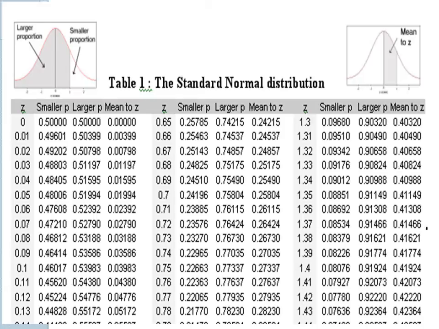This is the z-table, and this is what you will use if you're calculating the z-scores by hand. You may also be directed to use a z-table if you're doing it in Excel. What you'll notice in these z-tables is that there are 4 columns: a z column, a smaller p column, a larger p column, and a mean to z. Once you've calculated your z-score, travel down this column and look for the z-score of interest. Let's pretend that our z-score of interest is 0.7.